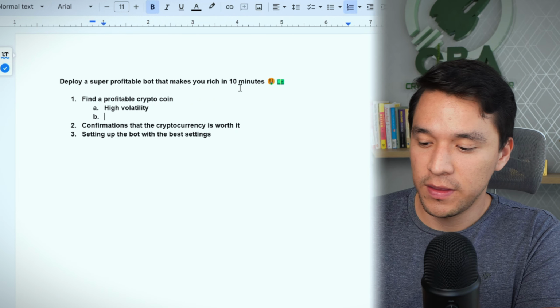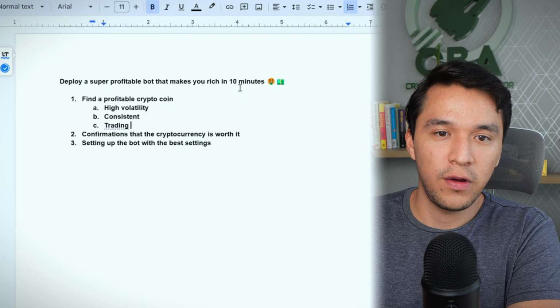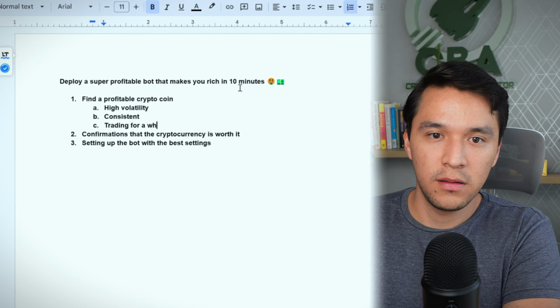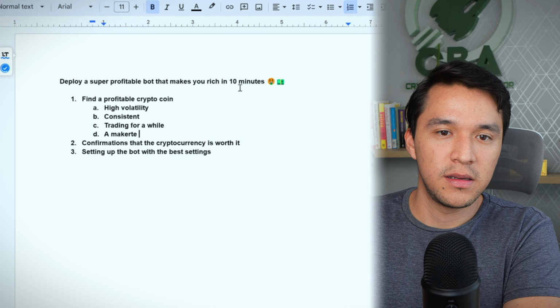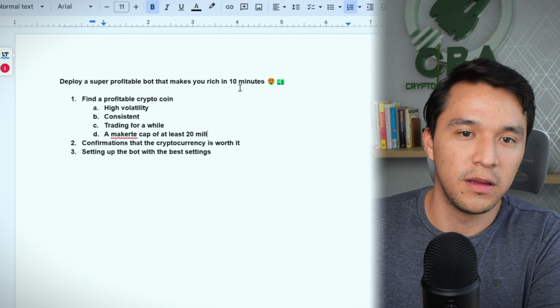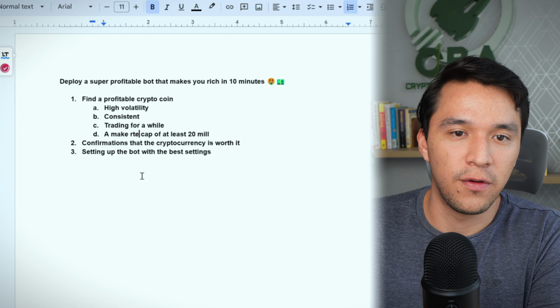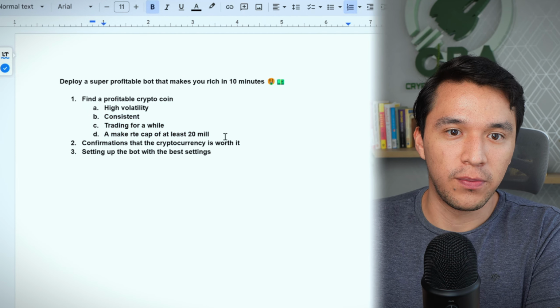We're gonna look for something that is consistent, right? Something that has been trading for a while, and something that has a market cap of at least 20 million. Okay, 20 million. That is the market cap we are looking for. So we're looking for these 4 things when looking for a profitable crypto coin.